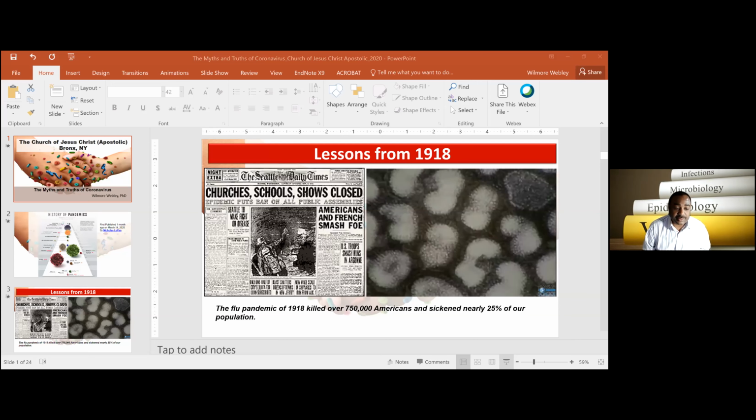One of the worst natural disasters in recorded history was caused by a virus. The influenza pandemic of 1918 struck every major U.S. city, dropping people where they stood.